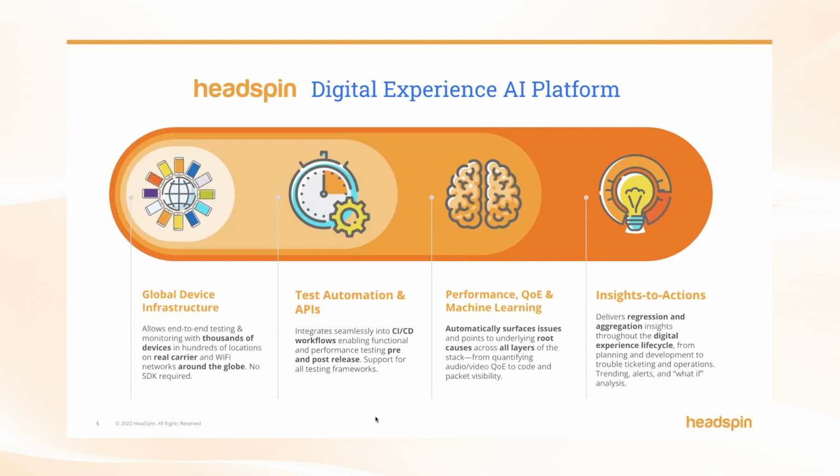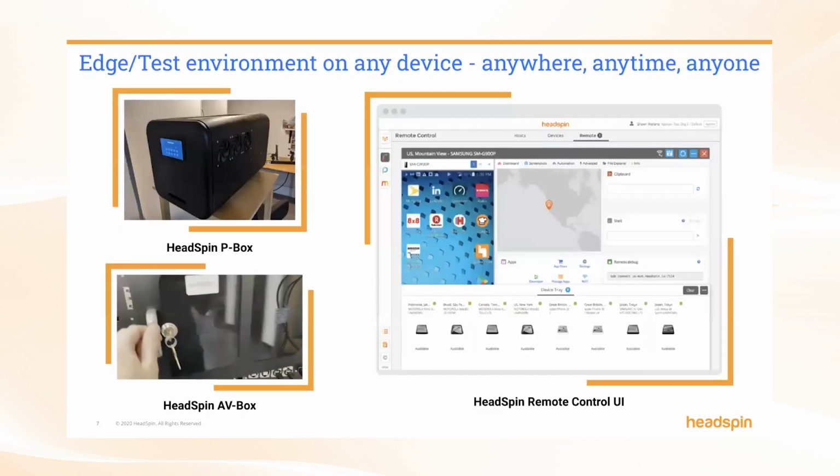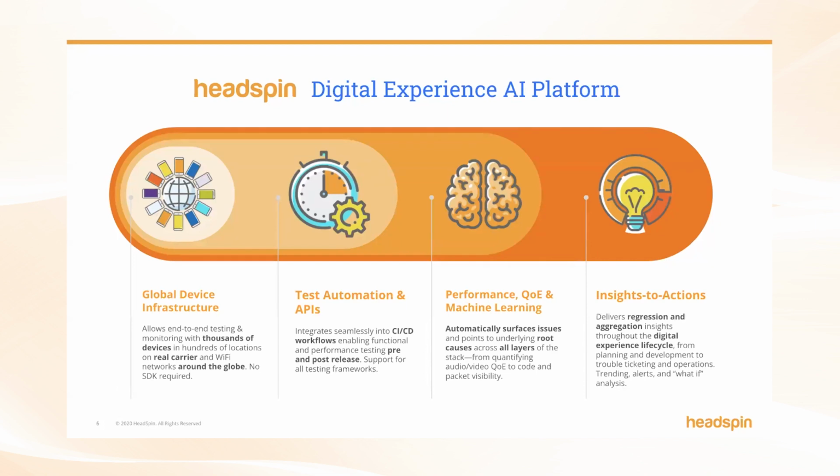And then finally, on the right, we have insights to actions. This is where HeadSpin really separates itself from other device farms, where you typically only get a pass or a fail grade on your tests. We are able to deliver deep regression and aggregation insights throughout the digital lifecycle. So over time, you can build your regression intelligence using real analysis and metadata from the sessions that you run on the devices that you choose to run them on.